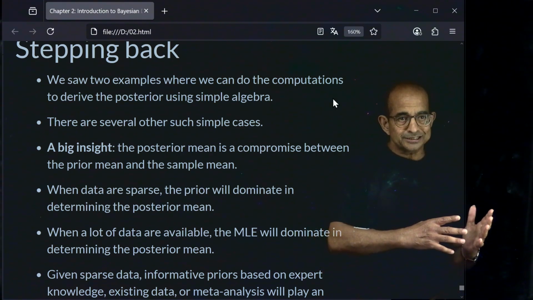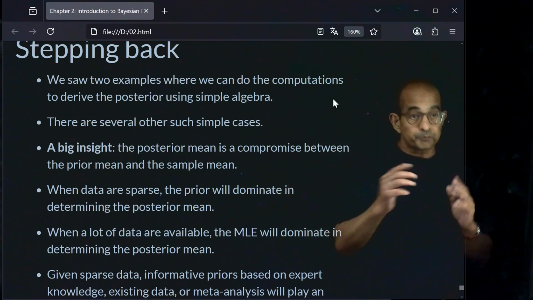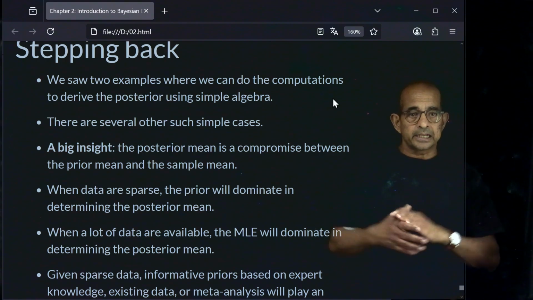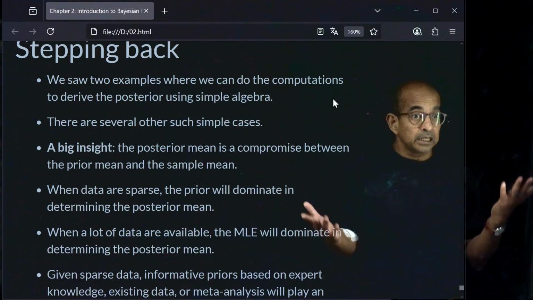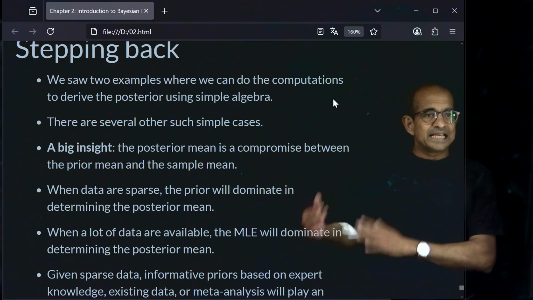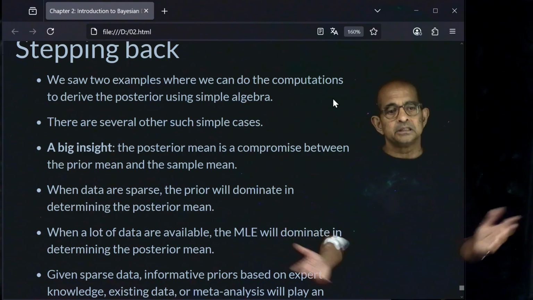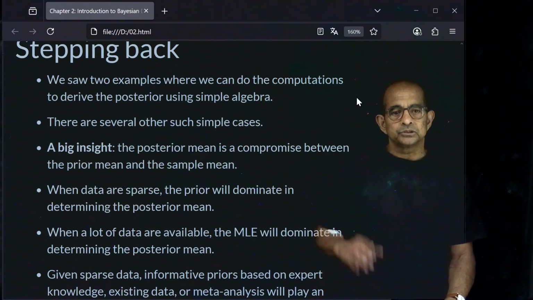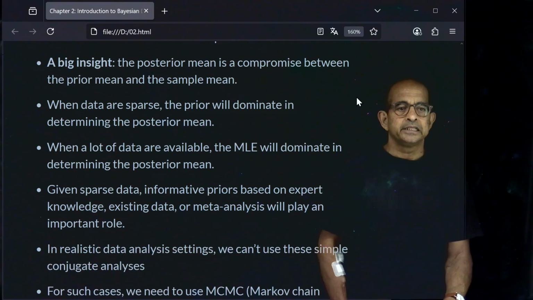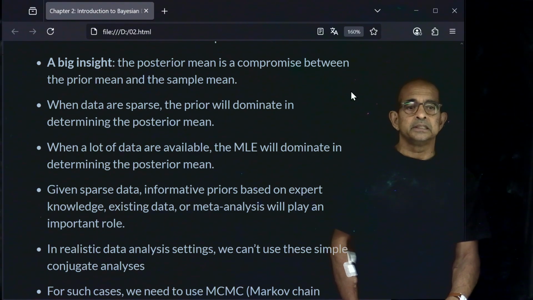When the data are sparse, the prior will tend to dominate in determining the posterior, provided that the prior has some information in it, right? So I'm assuming some information in the prior that will dominate in determining the posterior if the data are very sparse. If there's a lot of data, then the prior will have less and less impact in determining the posterior. The posterior will be largely determined by the data that are available. So this is the interplay between the prior and the amount of data that you have in determining the posterior, and we will get a handle on this with practical examples later on in the coming chapters.